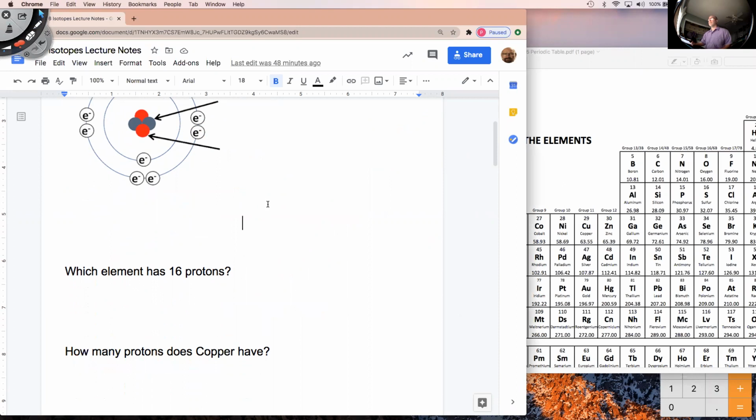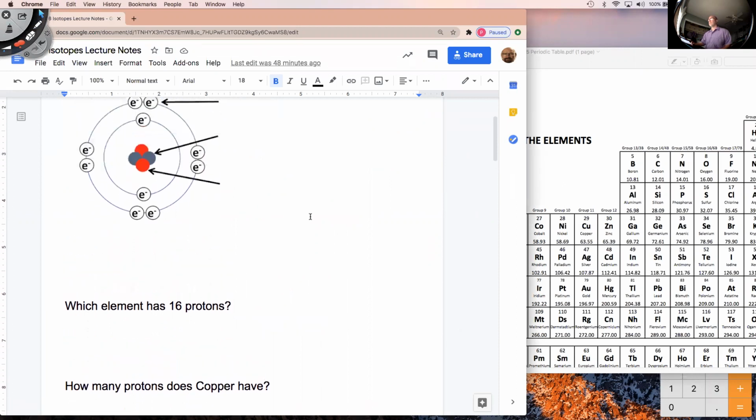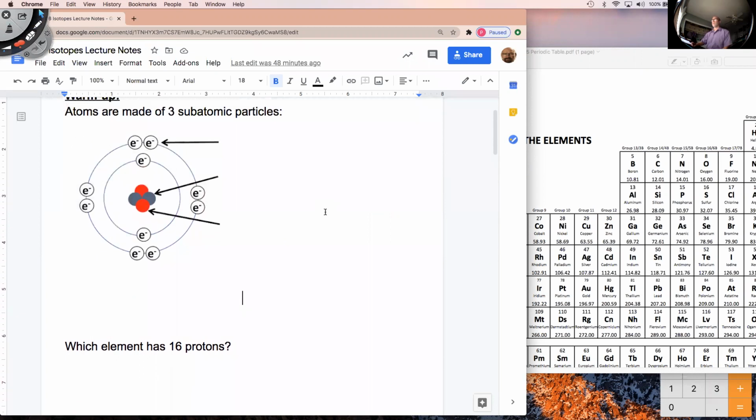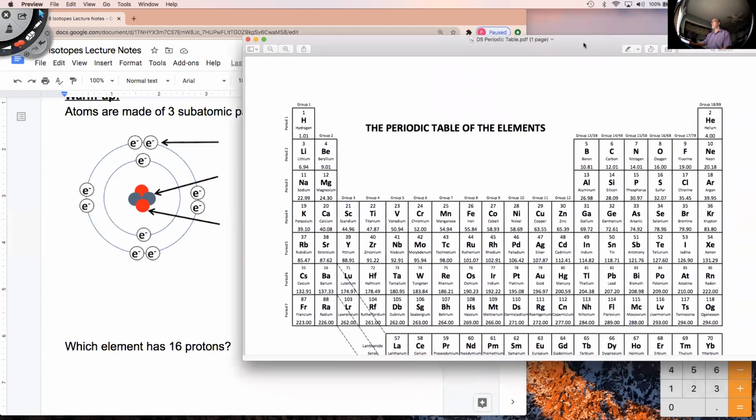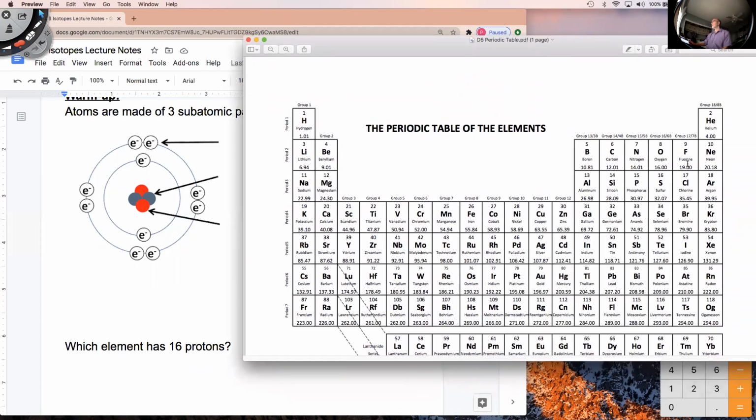So now let's take a look at this one here. It says, which element has 16 protons? Well, the first thing we want to do is take a look at our periodic table, which is right over here. And we want to say, where is element number 16? Which element has 16 protons? If we take a look, we can see that the atomic number up here is the number of protons.